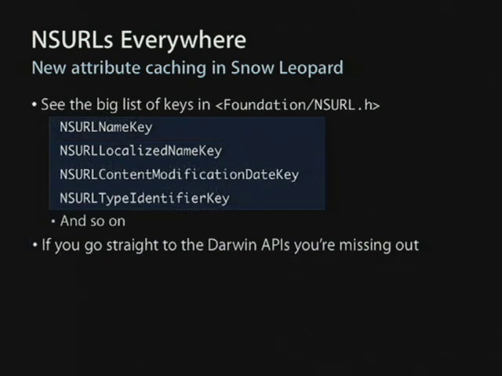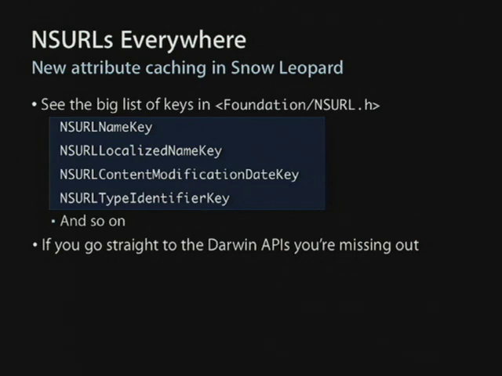And there's a big list of keys that are supported. You can look at them in the public header on your WWDC seed for Snow Leopard. It's in Foundation NSURL. And some of these are pretty primitive things like getting the name, but some of them have more logic there, like getting the localized name, which takes into account the file system localization that we do, file name localization that we do, and also whether or not the file name extension is hidden and stuff like that. And there's even a key for getting the type identifier, the uniform type identifier. So that's something that's computed.